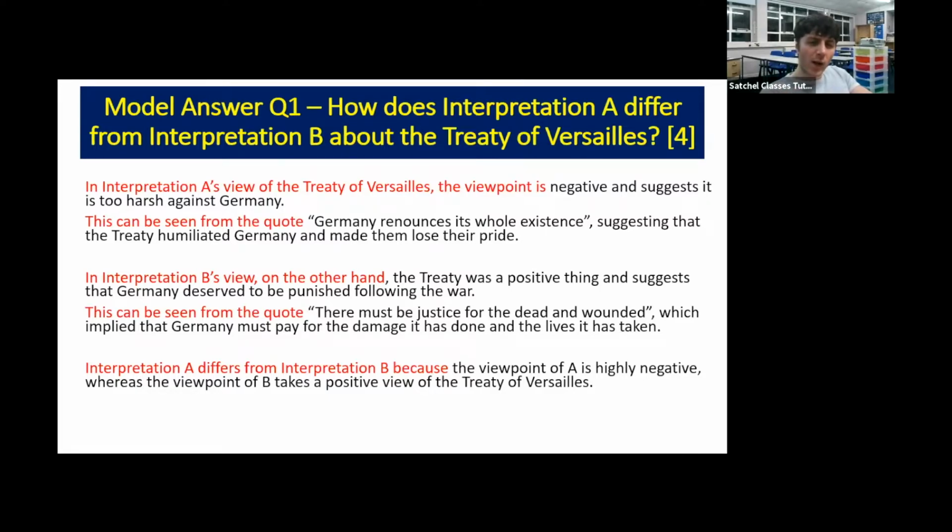Remember, we might want to include our summary sentence just to be safe and make sure we've got our 4 marks in the bank. So I've included that here. Interpretation A differs from interpretation B because the viewpoint of A is highly negative, whereas the viewpoint of B takes a positive view of the Treaty of Versailles. Just a summary of my overall argument there in one sentence as a bit of an insurance policy.